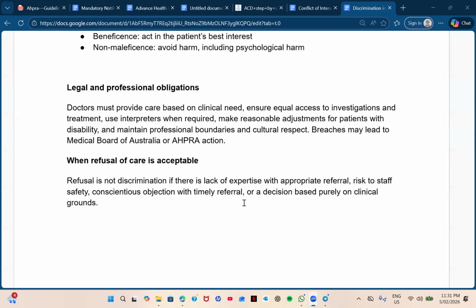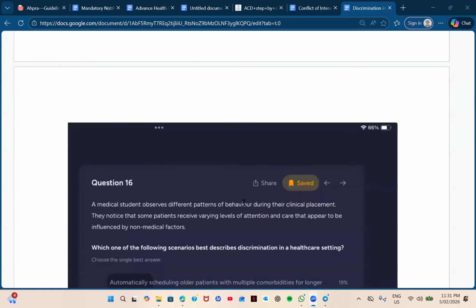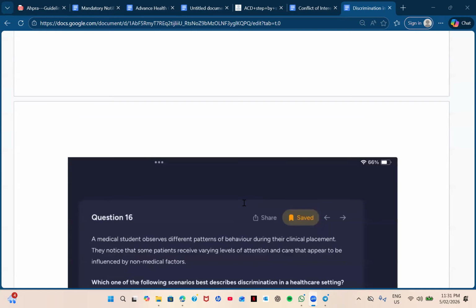Okay, you should know that. Okay, there's a question. I'll give the answer. A medical student observes different patterns of behavior during their clinical placement. They notice that some patients receive varying levels of attention and care that appear to be influenced by non-medical factors. Which one of the following scenarios best describes discrimination in a healthcare setting? I'm giving examples.